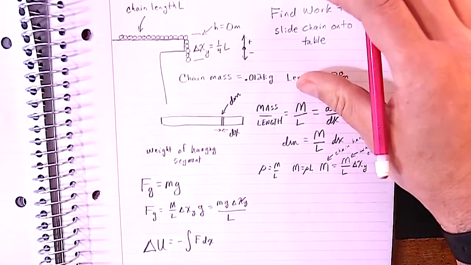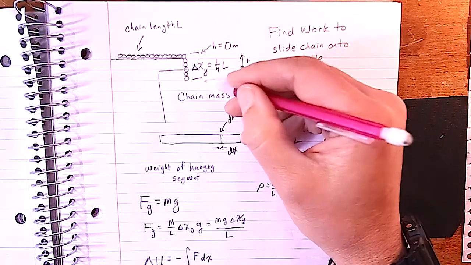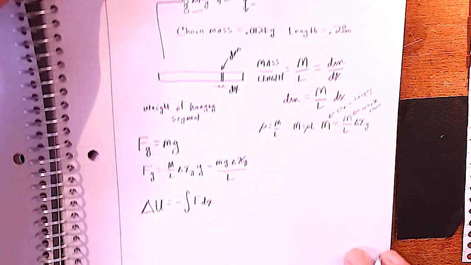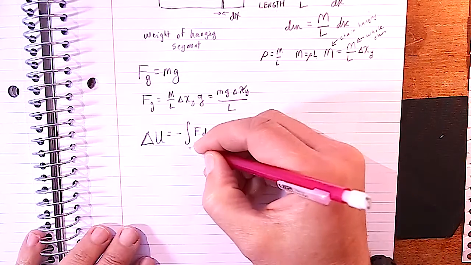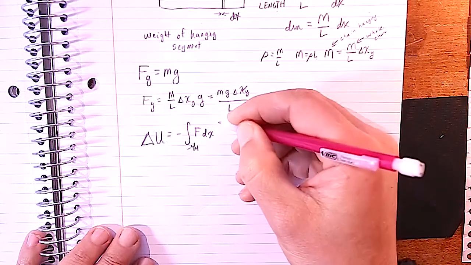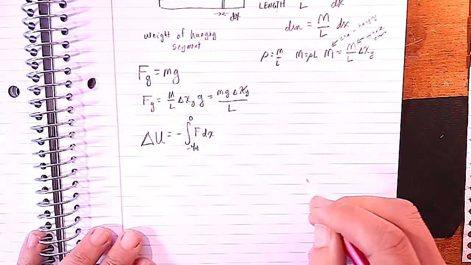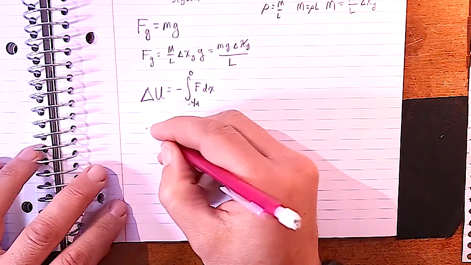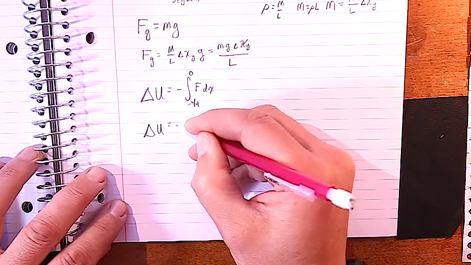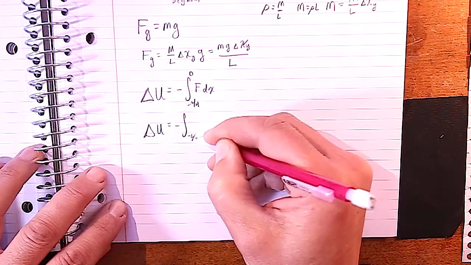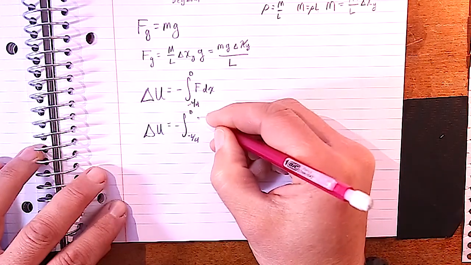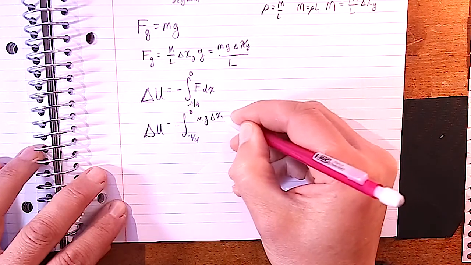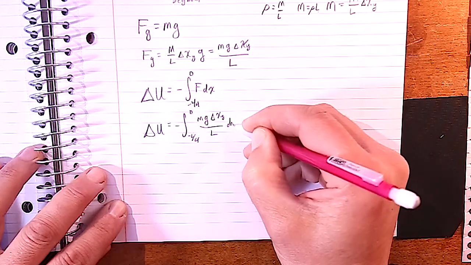And because the amount of chain that's hanging over the edge is 1/4 the length, we are going to be integrating from what to what? Well, that's going to be from negative L over 4 until it's on the table at 0, because we're calling 0 height the table. So if we wanted to write this out, we could say delta U equals negative the integral from negative L over 4 to 0. And that's going to be our force. And what's our force? We just figured it out. It's mg delta y over L dx.